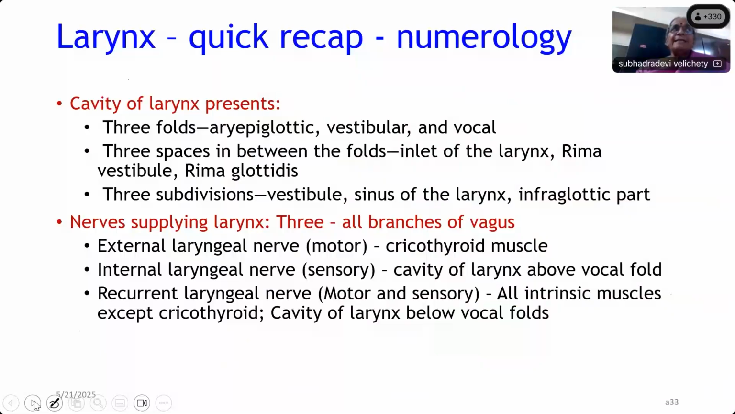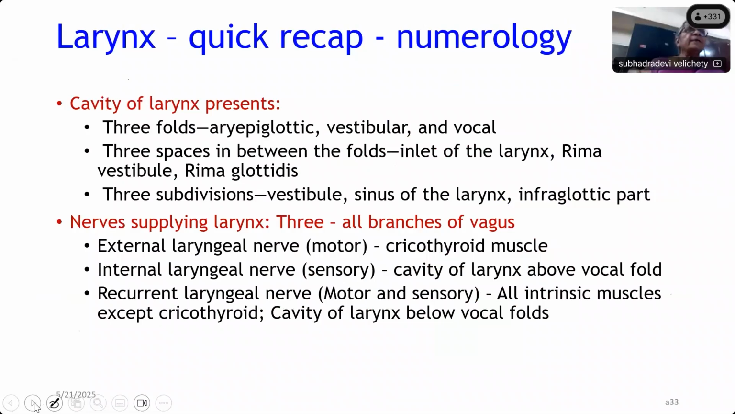You will go on practicing it from above downwards or below upwards. Follow a rule. It is better to come from the inlet down; above to down is the correct one. And what about the nerve supply? There are 3, all branches of vagus. If an MCQ is asked, you can answer without confusion if you remember. The external laryngeal nerve is motor, the internal laryngeal nerve is sensory. What about the recurrent laryngeal nerve? Both, motor and sensory. It is motor to all the muscles except one. Yesterday I was mentioning those exceptions also. So these are the things you should be able to recall.